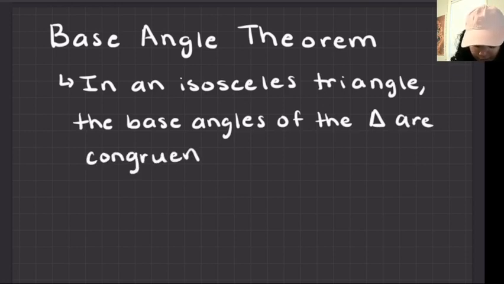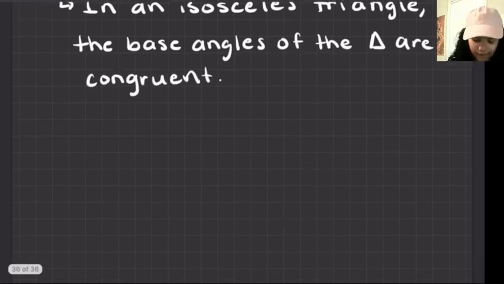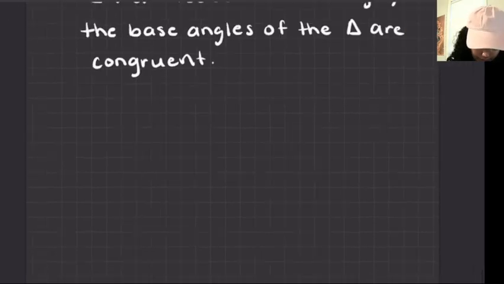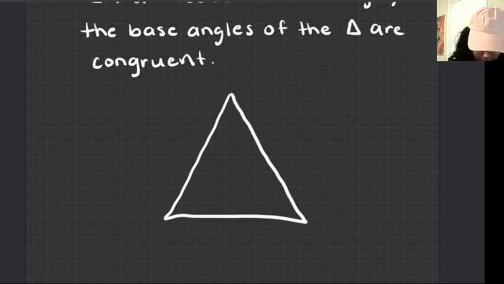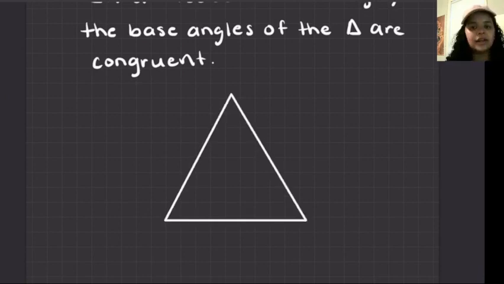What base angle theorem more or less says is, we know that in an isosceles triangle, and I'm going to go ahead and draw an isosceles triangle for us. Okay, so we know that an isosceles triangle is a triangle that has two congruent sides, okay? So two sides in that triangle are congruent. Let's call this triangle ABC.